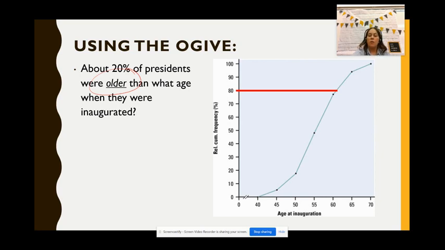Let me follow that over to my ogive and follow it all the way down. It looks just a little bit above 60, so I'm going to estimate here. I'm going to say about 60, 61. Okay, there we go. So about 20% of presidents were older than 61 when they were inaugurated, which means about 80% of presidents were younger than 61 when they were inaugurated.